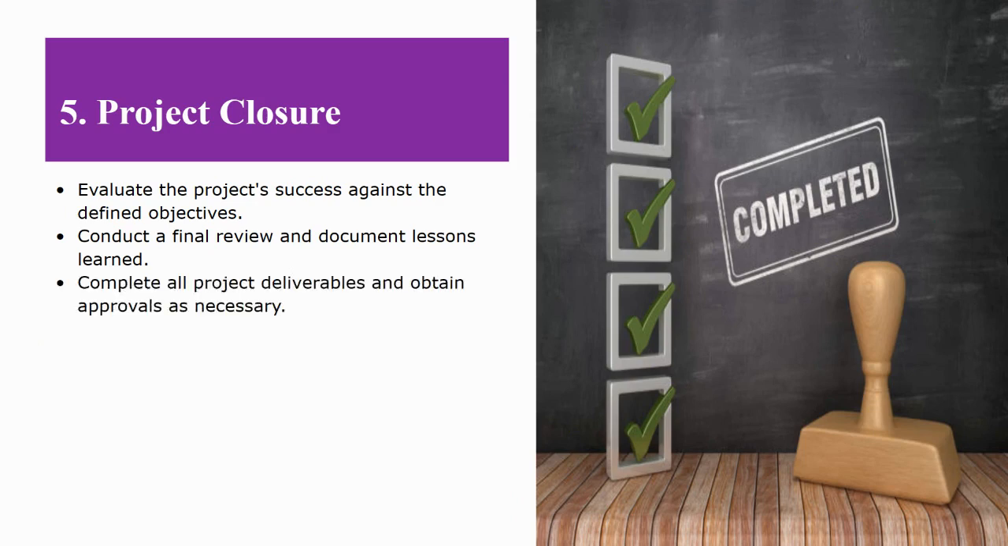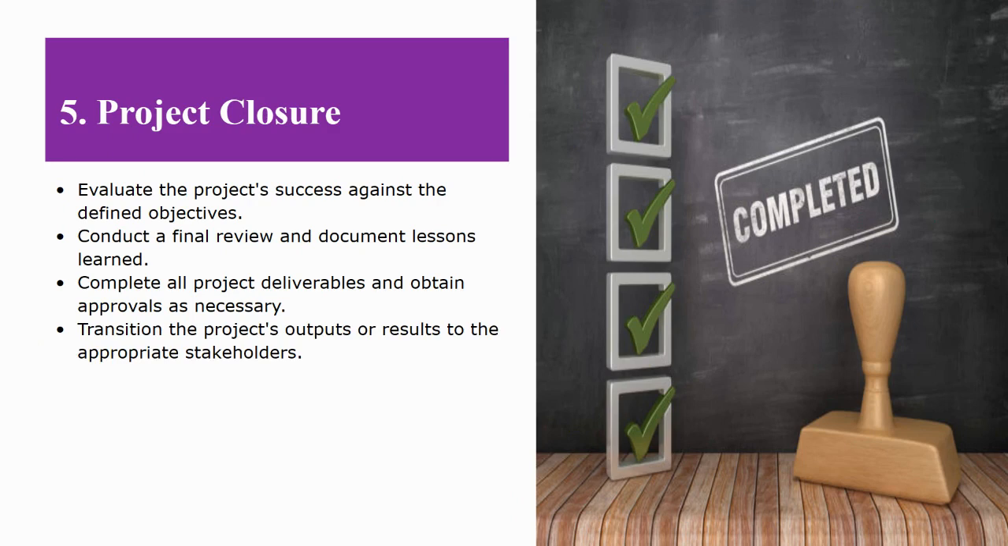Of course, we need to complete all the project deliverables and obtain approvals as necessary. Here we need to verify whether we have completed all project tasks or we have done all project deliverables, especially when it comes to reports, and we have donors to approve the project results. Once that is done, we can transition the project outputs or results to the appropriate stakeholders. In the case of the hand pump project, we can dedicate or turn over the hand pump to the community.